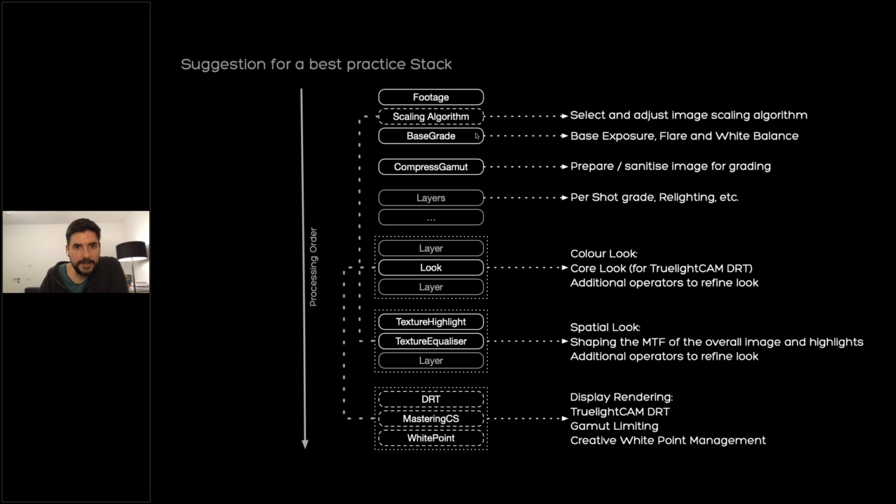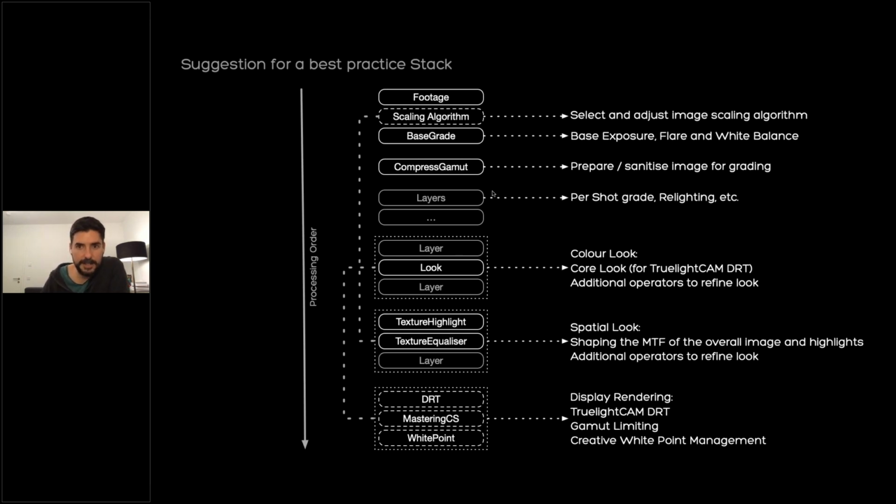Then I recommend using a base grade, but just using balance and flare. So this is just setting the base exposure, flare, and white balance. This is just the initial base grading of the shot. And then I typically combine this with the next operator into the first layer, the compress gamut. This is adding a slight amount of gamut compression, and this is needed to prepare the image for the grading operators that are coming up.